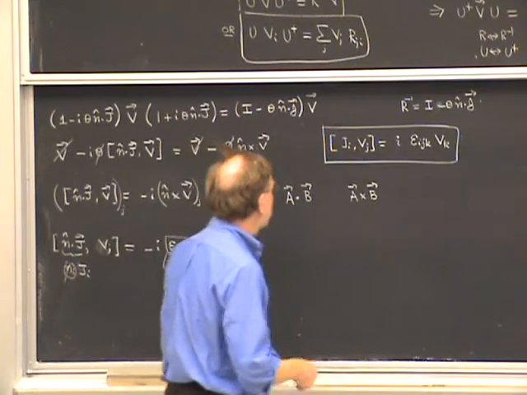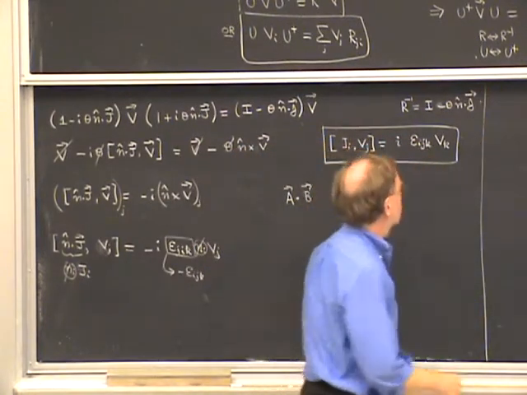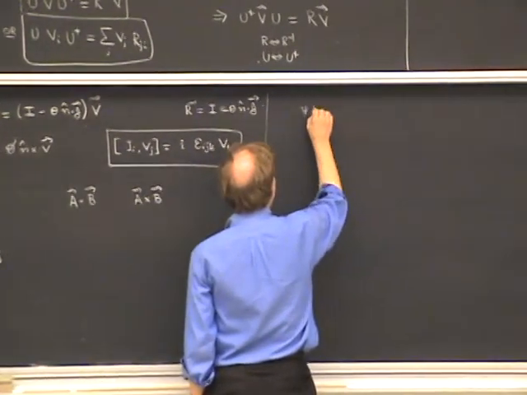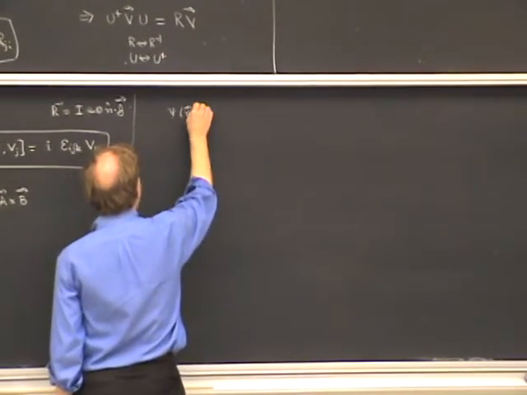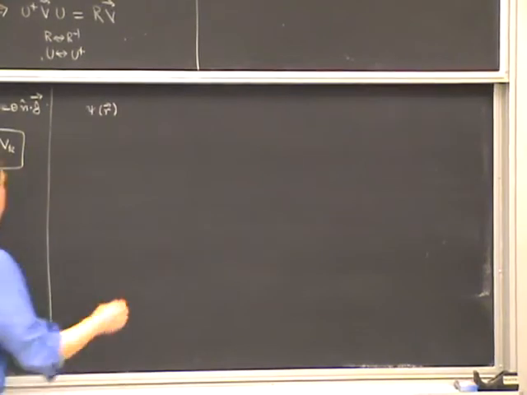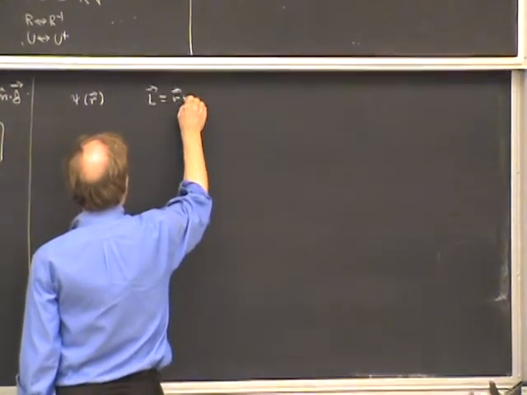What about some examples of vector operators? To make a specific context, let's suppose we've got a particle moving in 3 dimensions, so the wave function is psi of r, and let's suppose there's no spin, like this. Then in that case, we know the angular momentum L is equal to r cross p.